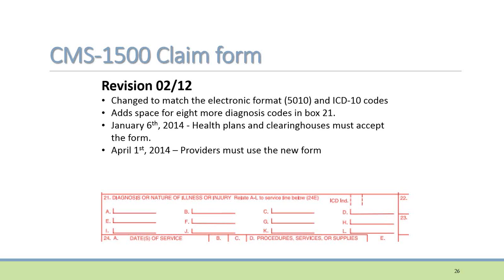Now, what if you had to resubmit a claim for services before October 1st, 2015? What code do you think, or what language do you think you would be using? You'll be using ICD-9. So anything prior to October 1st on a resubmission, you use ICD-9. Anything after, you'll use ICD-10.